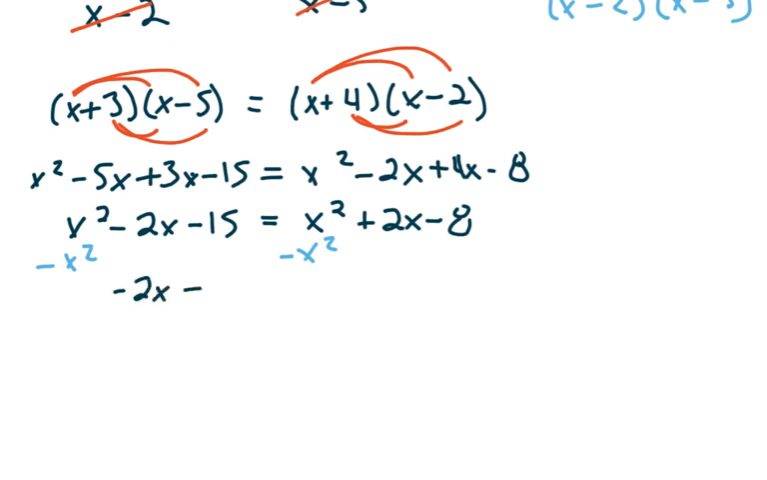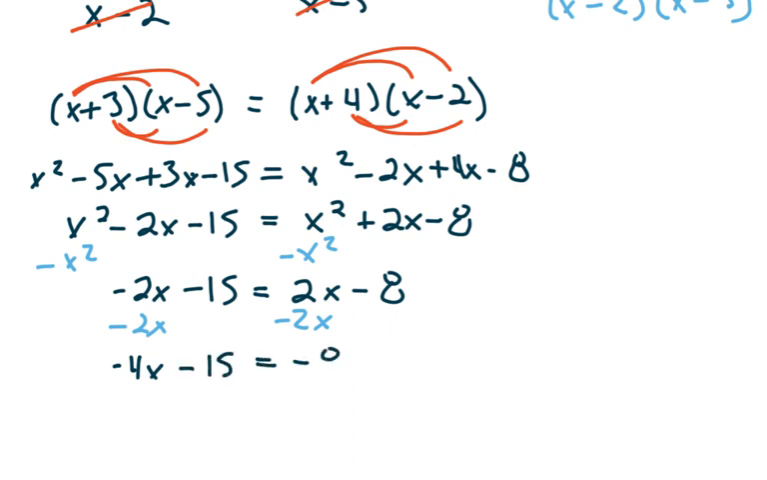So I'll get negative 2x minus 15 equals 2x minus 8. We're going to try and get all of our x's on one side, so you can get them on the left or the right. I particularly like my x's always on the left, so I'm going to subtract 2x from each side. So negative 4x minus 15 equals negative 8.